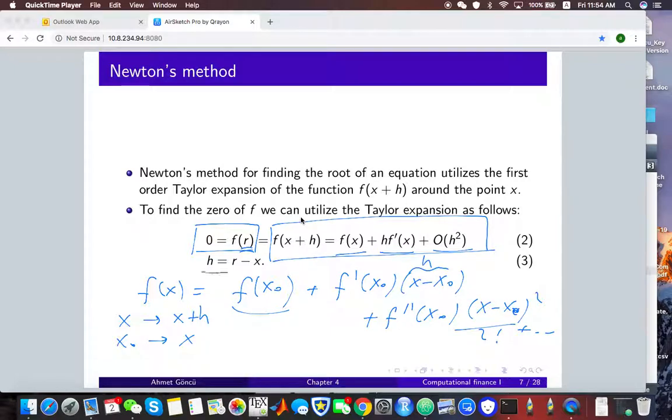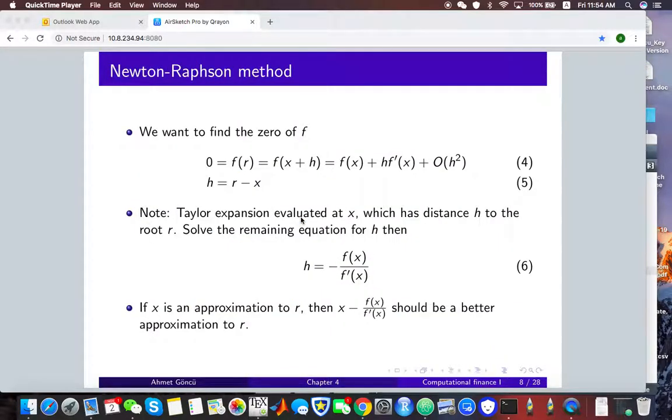Here you can see that we can set h equal to r minus x. The critical thing is, if the left hand side of this equality is going to be 0 because it's the root of this function, then what should be the value for this h? Once we get this right hand side, you can solve this equation with respect to h, and that's going to give us the formulation. So here is the solution. It's not difficult. You can just use some simple algebra to get this h value.